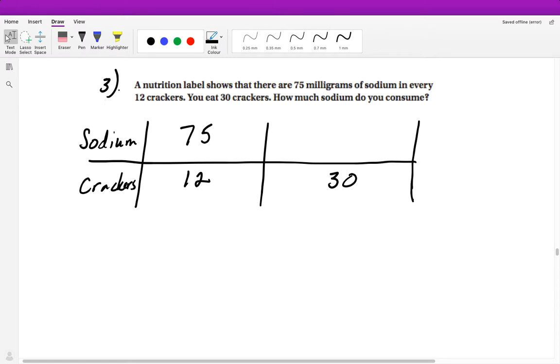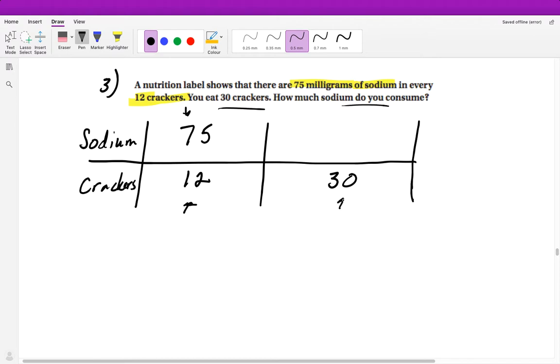So I first created this table where I see that I'm talking about sodium. My ratio is going to be sodium to crackers. So I created this table to go through the different scenarios that we have. It tells us 75 milligrams of sodium for every 12 crackers. So that was the first thing I filled in here. And then it says you ate 30 crackers. How much sodium do you consume?